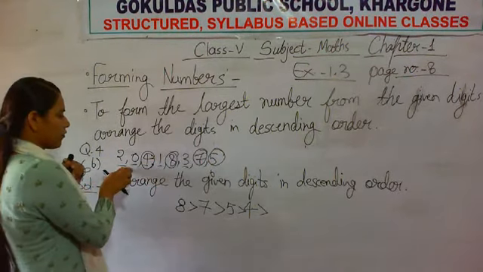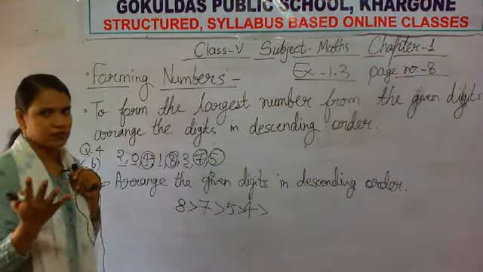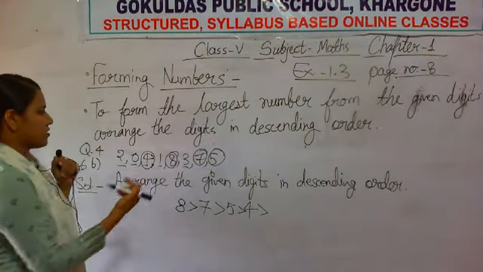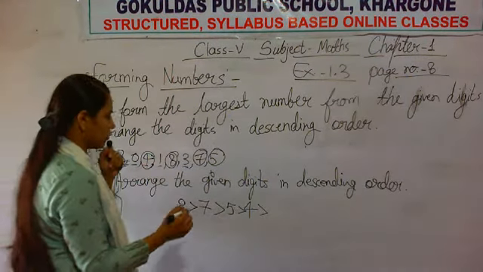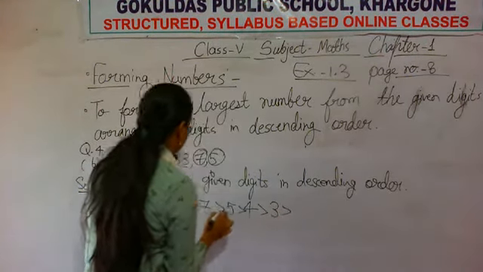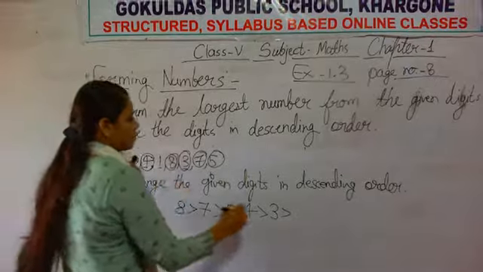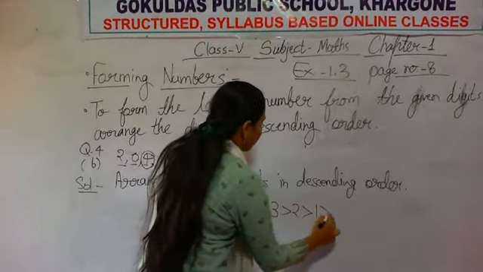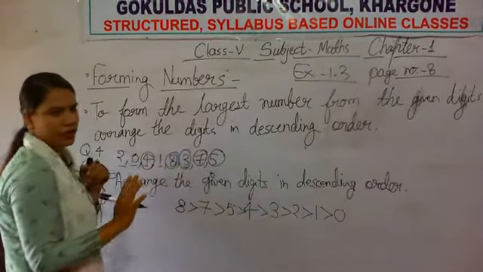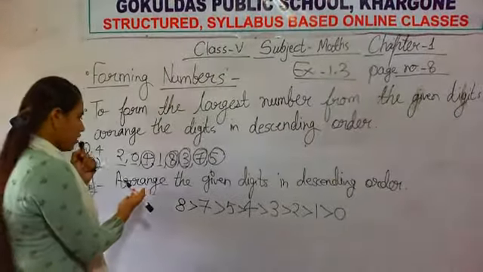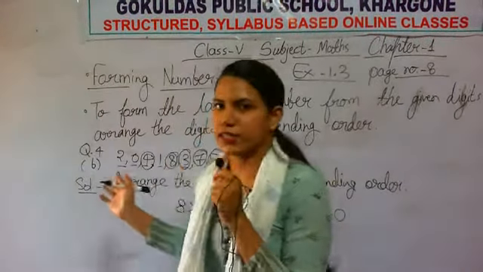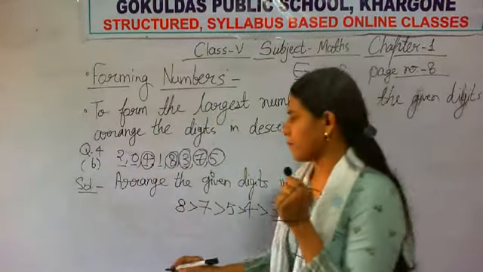Now you are left with the digits 1, 2, 3 and 4. Which one is the largest among these four? 3 is the largest, so write 3. Then 2, then 1, and then 0. So you have done your first step, that is, you have arranged all the given digits in descending order, right?